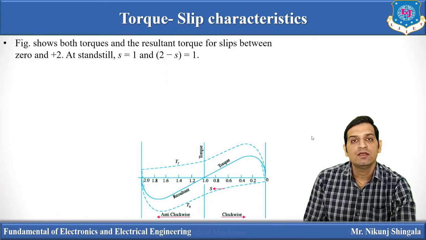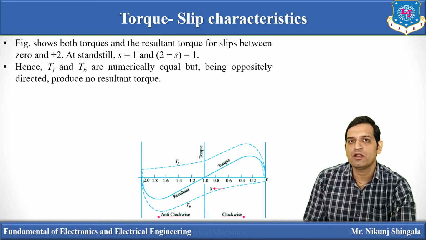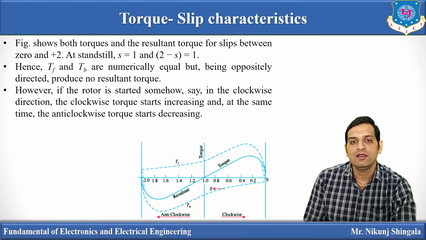Now at standstill, the value of S is 1, that we already discussed in the previous video lecture. So forward slip is equal to S, which is 1, and backward slip is equal to 2 minus S, which is 1. So both the torques, forward torque and backward torque, are equal, but both are in opposite directions. So it will produce no resultant torque. So the rotor will not rotate. Here you can see torque is 0, net torque is 0. So the rotor will not rotate.